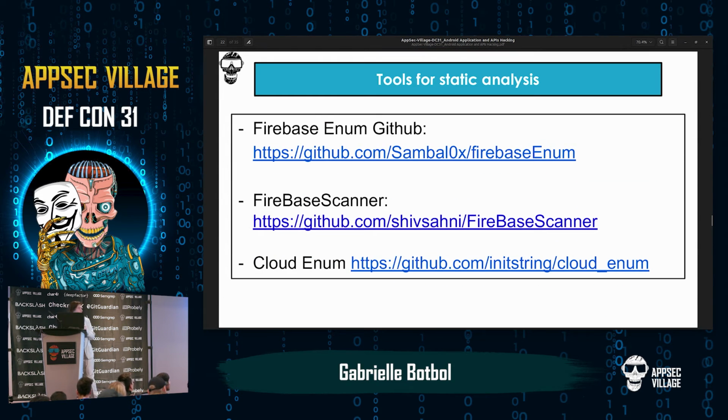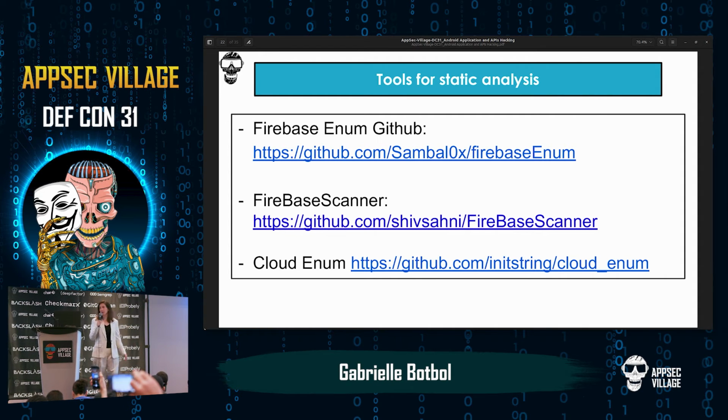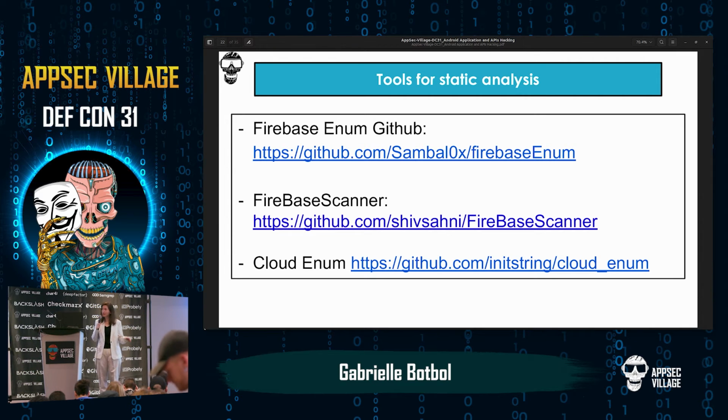So here are some tools for static analysis. Firebase Enum is going to let you find Firebase instances, and Firebase Scan is going to check for misconfigurations. Cloud Enum is going to check for cloud instances from different providers, and it's useful to enumerate databases or public resources in the cloud. And sometimes, just like we saw before, you can also find an AWS secret key, and you can try to use it to access resources on AWS. So it's also worth mentioning in the report if you find it.